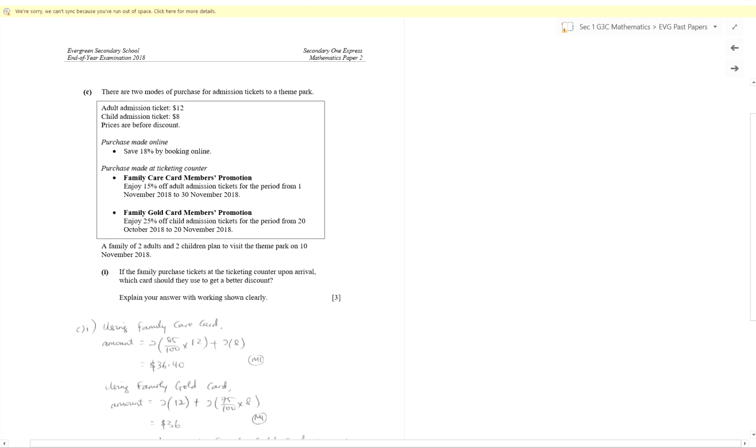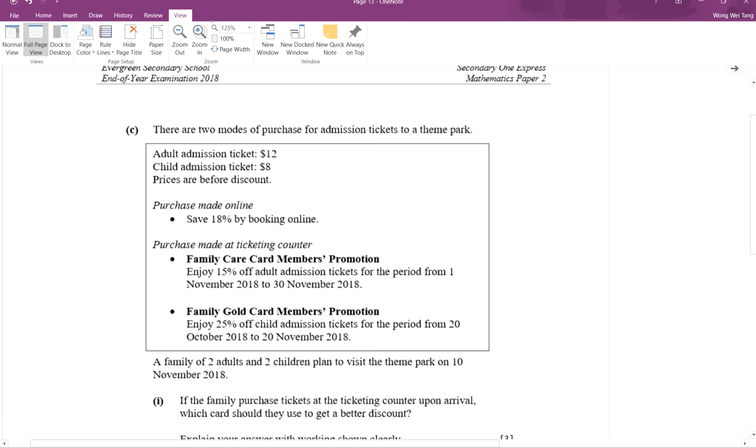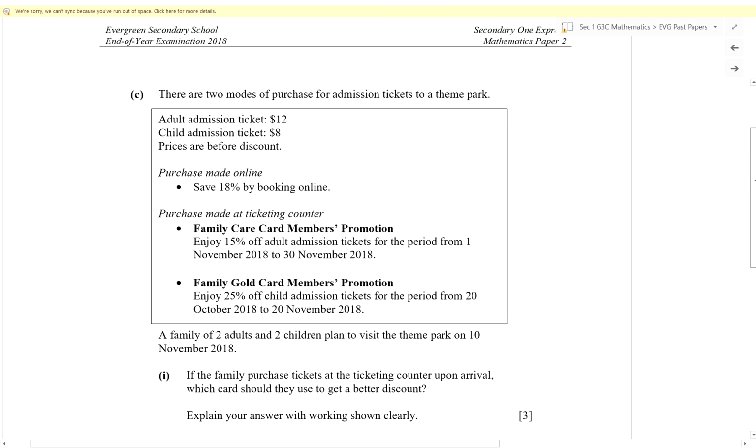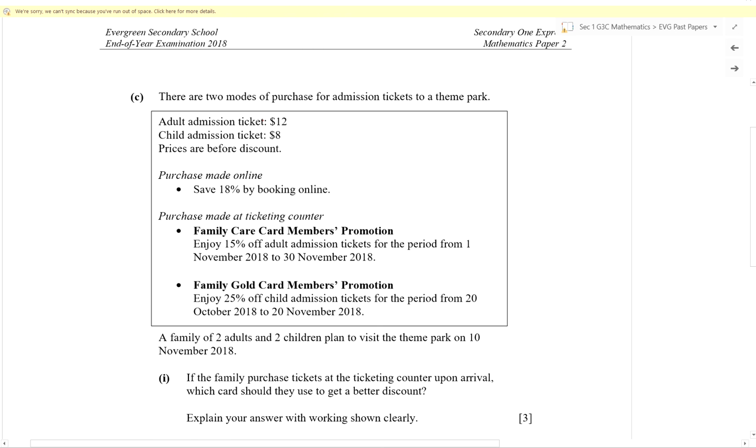Okay, final question. Two tickets, the theme park tickets. Okay, so an adult has to pay 12, a child has to pay 8. Prices are before discount. Okay, this is the original price. So there are different ways of paying or making a payment. You can purchase the tickets online. You save 18%. Sounds like a good deal. Now, if you don't buy it online, you go to the counter. You go to the actual theme park, go to the ticketing counter. You can make payment. Of course you can.